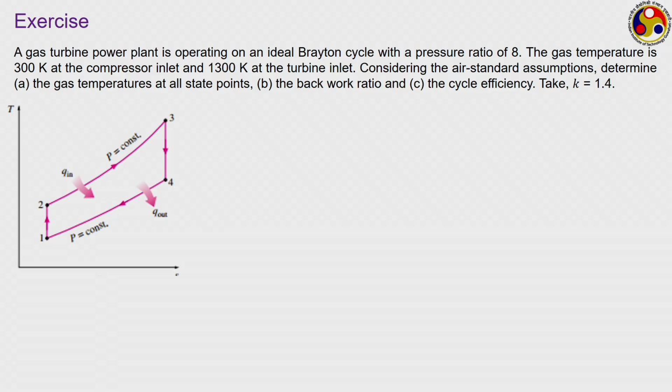So, just read the problem. Here the pressure ratio is 8. So, we have Rp equal to 8, the gas temperature 300 Kelvin at the compressor inlet. So, compressor inlet means T1 is equal to 300 Kelvin and 1300 Kelvin at the turbine inlet. So, T3, that is turbine inlet, is 1300 Kelvin. It is given that k equal to 1.4.